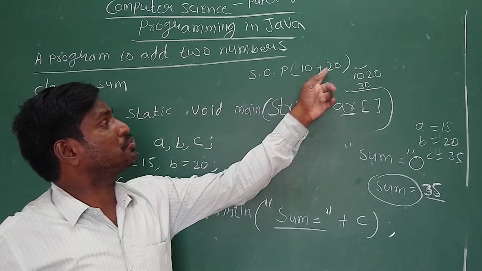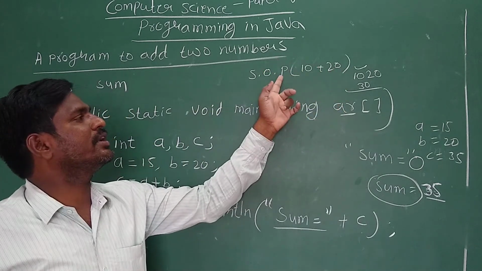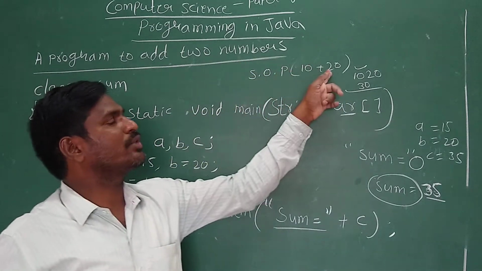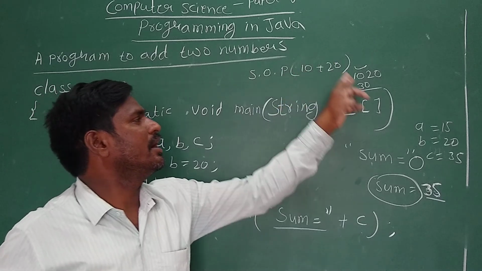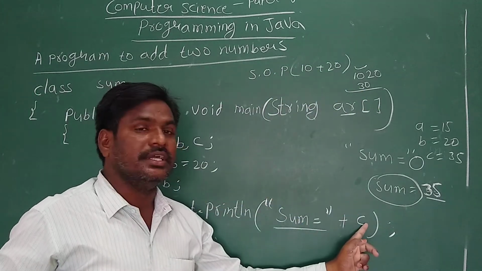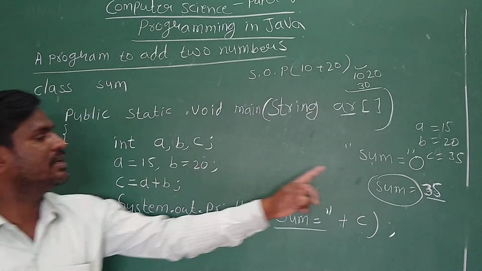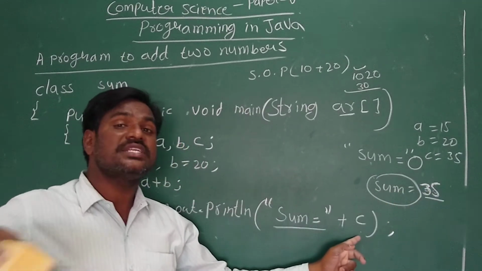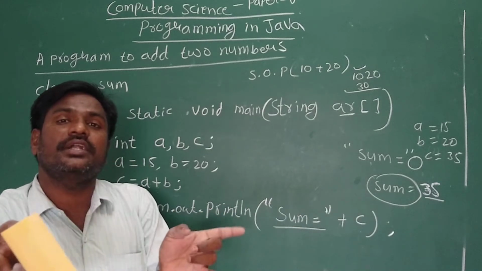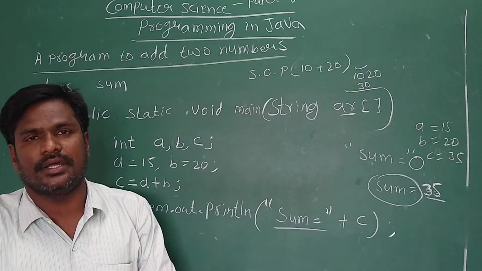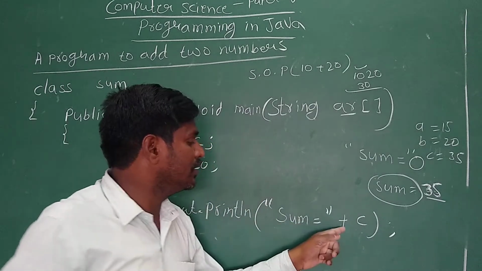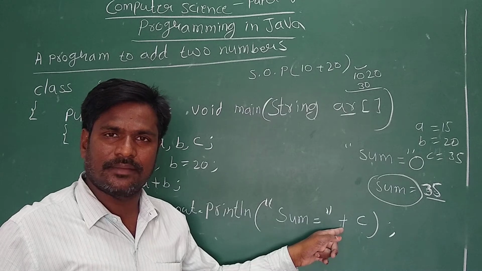Here also 10 plus 20 is 30. The 30 will be converted to a string and displayed here. Here also sum and C. What is the value of C? 35. That will be converted to a string and joined with "the total sum is equal to", so the total sum is equal to 35. That will be passed to the printer. So that is the way of processing of the println, and that is the meaning of the plus operator.